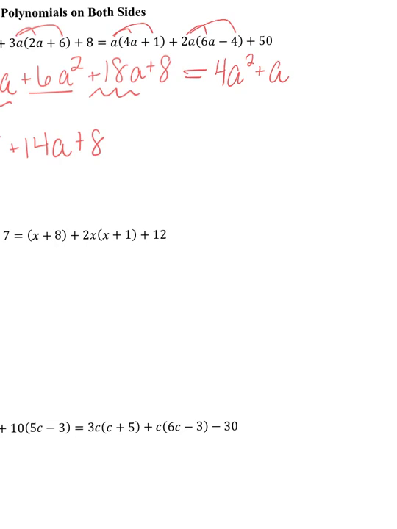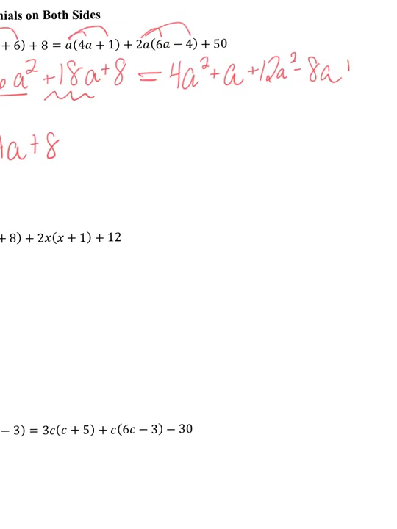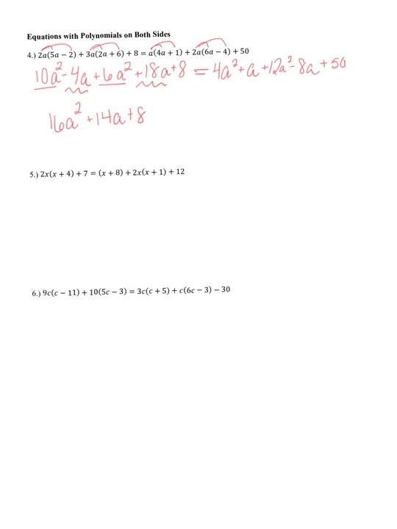Distribute the 2a to get 12a squared and 8a minus 8a. And then I've got to scooch this over just a little bit more to bring down that plus 50. So now I'm going to combine like terms, and if I zoom out, you'll see that I'm going to write this right next to where I simplified on the left. So I've got 4a squared and 12a squared to give me 16a squared. And then positive a plus negative 8 gives me negative 7a, and then plus 50.